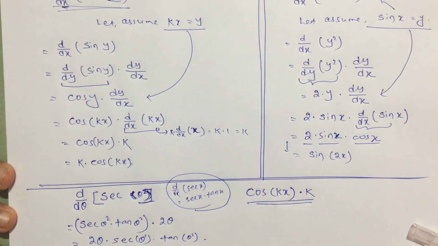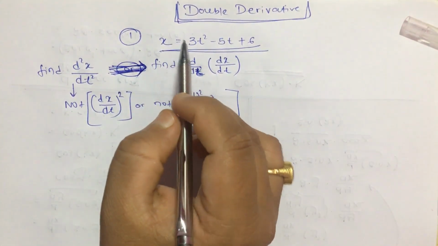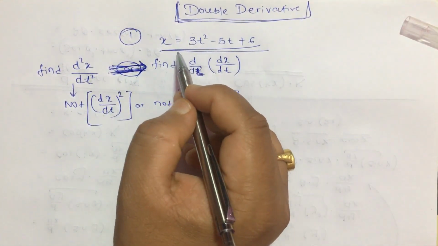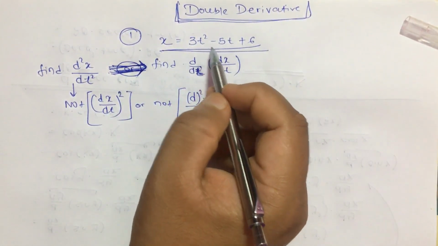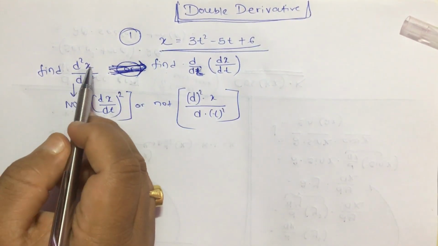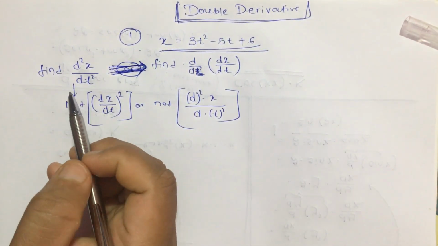Let us come to that one. So here we will learn about double derivative. What do you mean by that? Let a question be given: x equals 3t square minus 5t plus 6, and it is asked to find d square x by dt square.